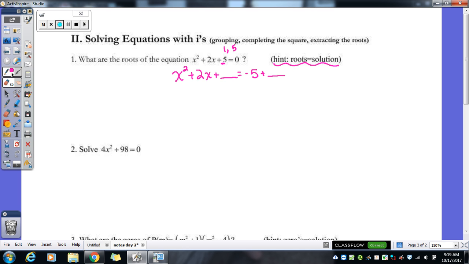So now who remembers, how do we get the number that goes in our space? Seth?